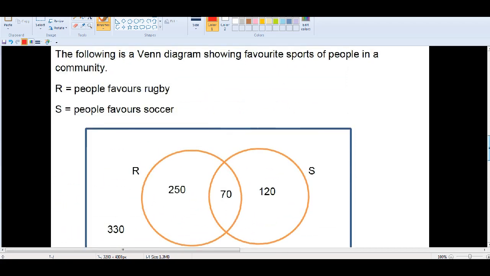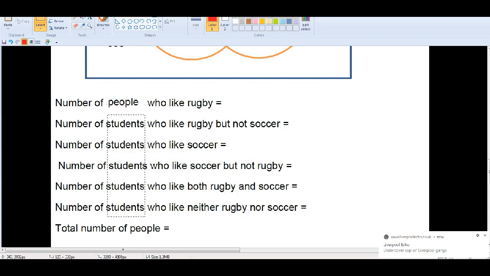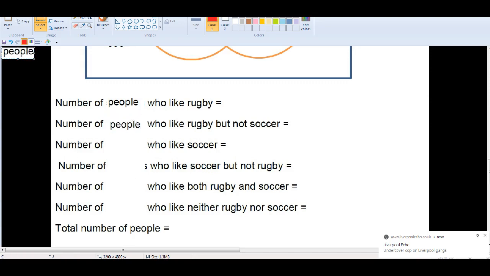Oh, sorry, there's a mistake here. It should not be students, it should be people. Let me correct that. Pardon me for making such a silly mistake. We just carried the last question over to this one. Actually, this one is all about people, so I should change it to people. It's not difficult for me to do here.